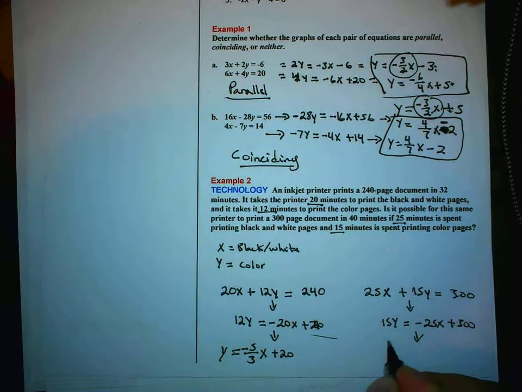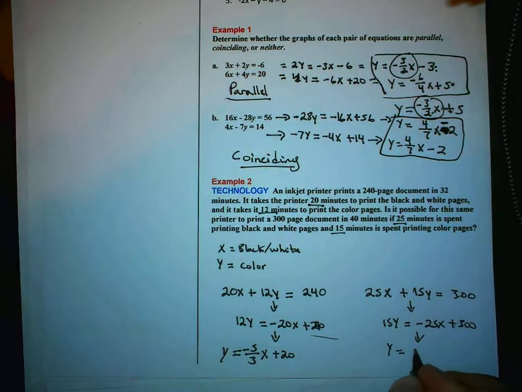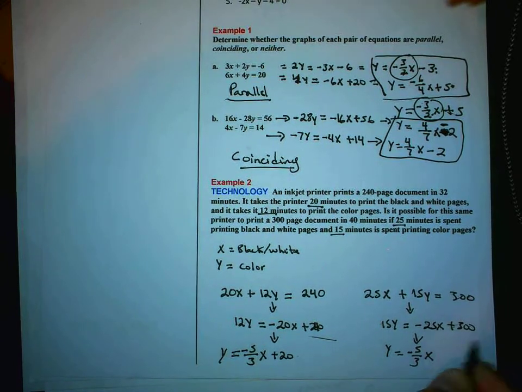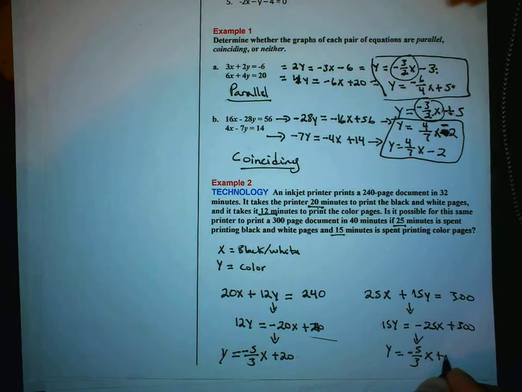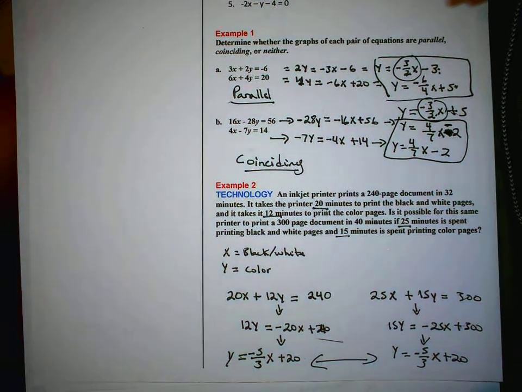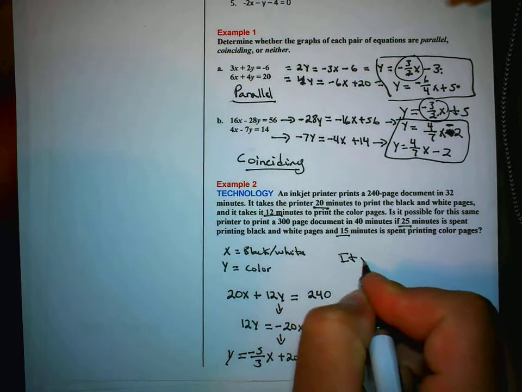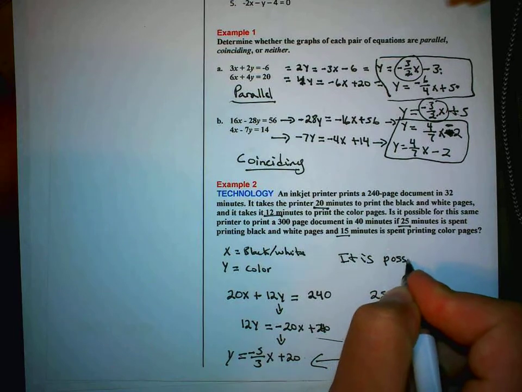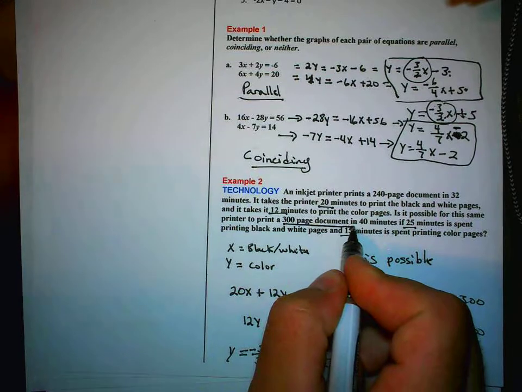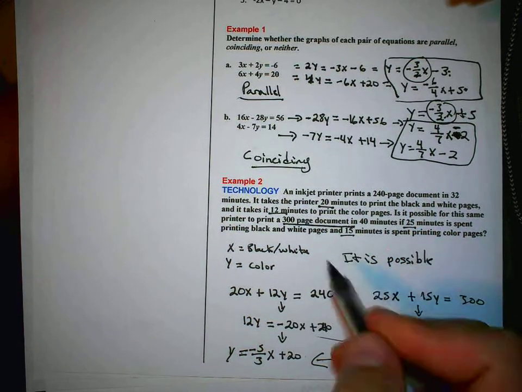Alright. This side divide by 15. Well, 25 over 15 reduces to a negative 5 over 3. Same slope of x. 15 goes into 300 20 times. If they are the same line, then yes, it's possible. Because they are coinciding, it is possible to print a 300-page document in 40 minutes if 25 minutes are spent printing black and white and 15 minutes are spent printing color.